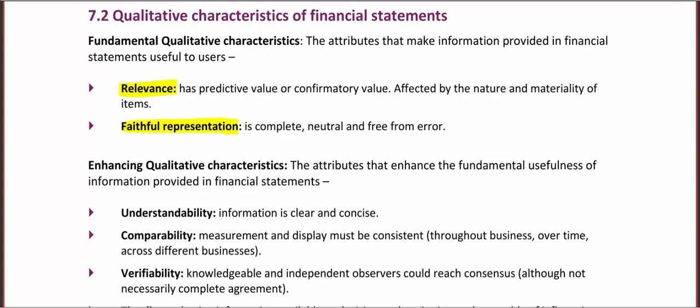So predictive value is if the information used can aid the prediction of future outcomes, and confirmatory is providing feedback about previous evaluations. So either it predicts something or it confirms something. Faithful representation is just making sure that everything is complete, neutral, and free from error. So is it reliable in that sense?